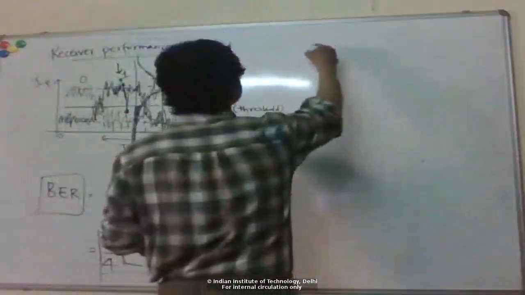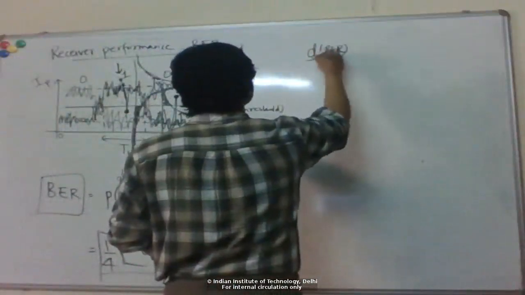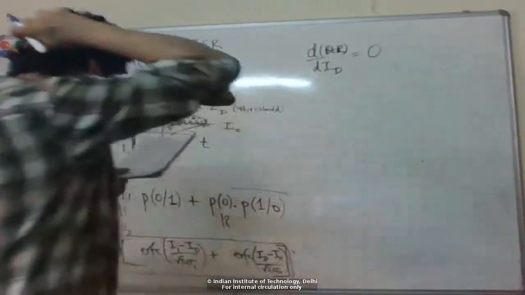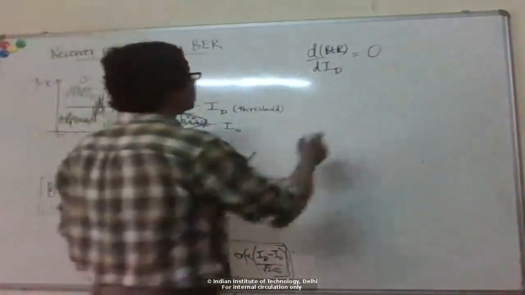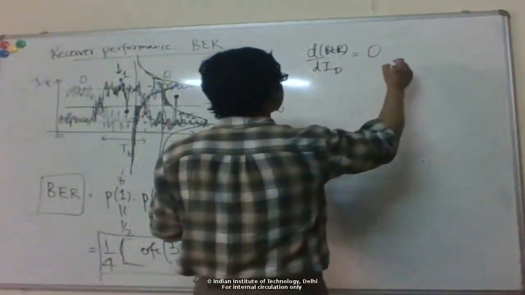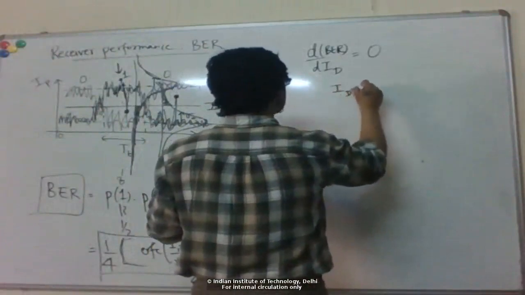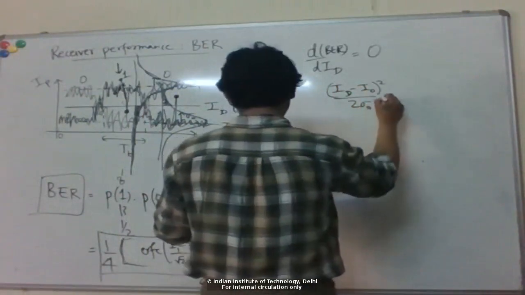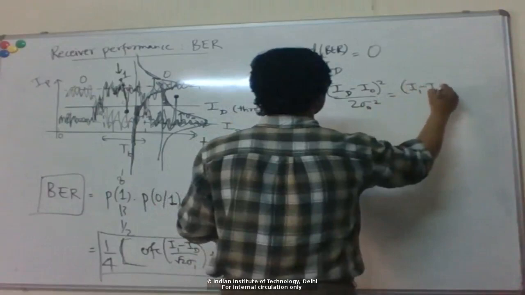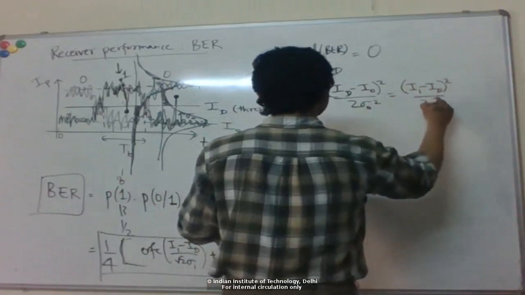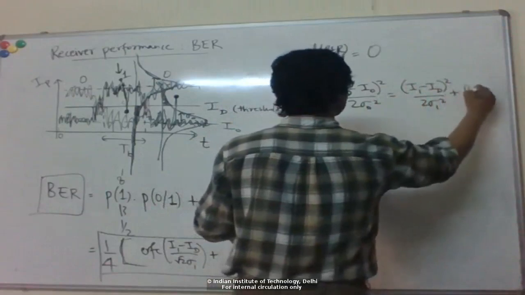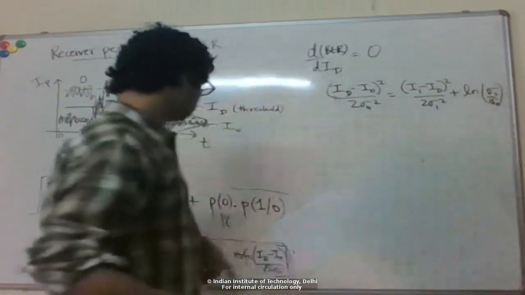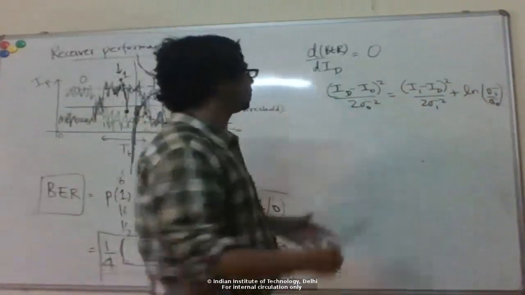Okay, so for that, I just differentiate the BER expression with respect to ID and set it equal to 0. So basically, we'll get this. Okay, so start from here and check that you get this.